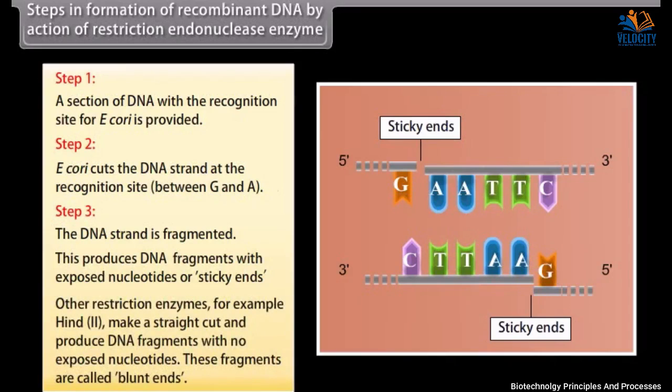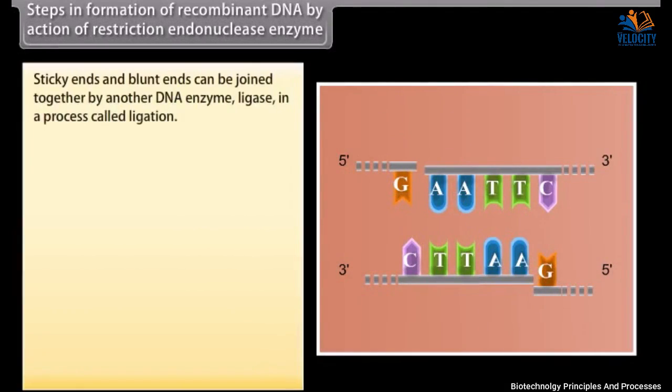Other restriction enzymes, for example Hind 2, make a straight cut and produce DNA fragments with no exposed nucleotides. These fragments are called blunt ends. Sticky ends and blunt ends can be joined together by another DNA enzyme, ligase, in a process called ligation.